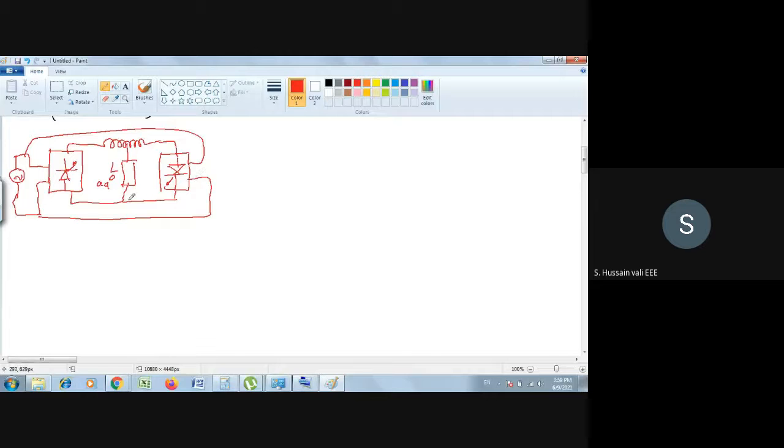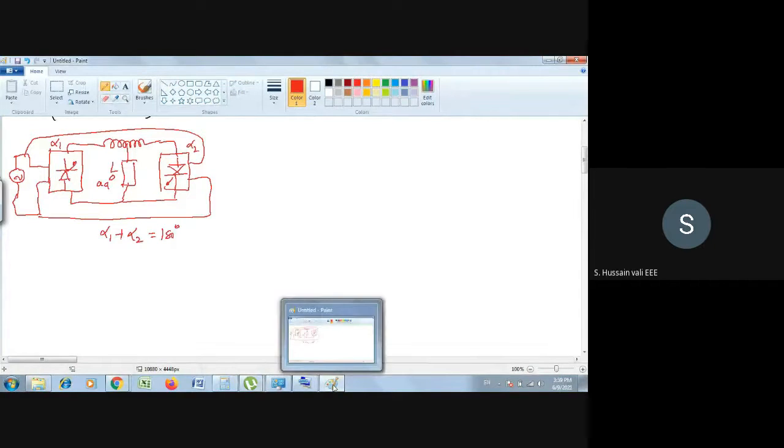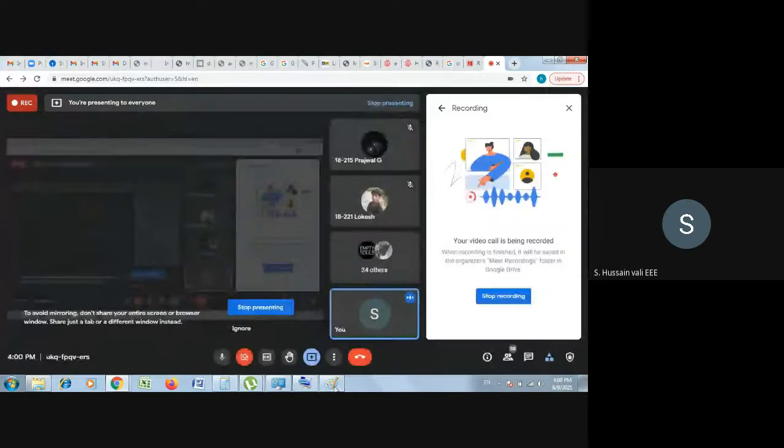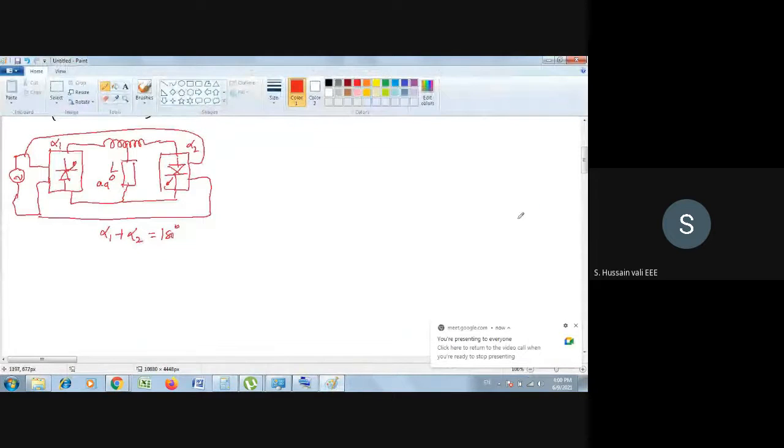I hope you might have remembered this. And one more thing is that the firing angle of this is alpha 1, whereas the firing angle of this is alpha 2. There is a relationship between both the firing angles in the dual converter, that is alpha 1 plus alpha 2 is 180 degrees. This you know already. And the load here in this particular problem is a separately excited DC motor.